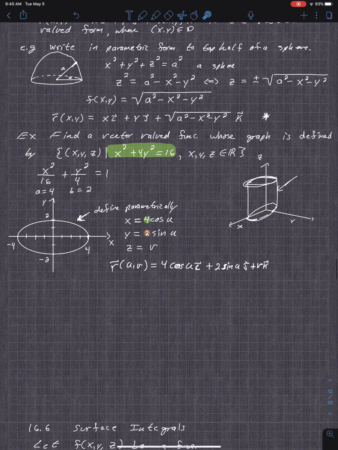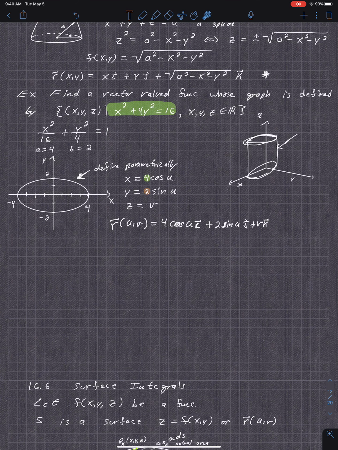All right, so next question, take a look at this one. Vector valued function whose graph is defined by x squared plus 4y squared. Okay, so that's an ellipse. This isn't something I would expect you to know right off the top of your head, but you can make an ellipse just like we did the circle with cosine and sine. And then you have the major axis and minor axis. So the major is the 4, minor is the 2.